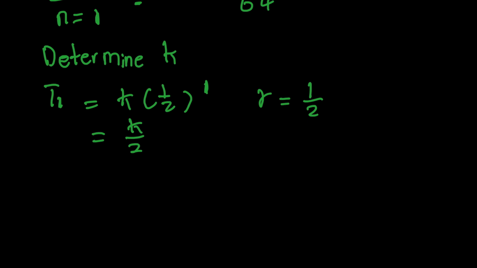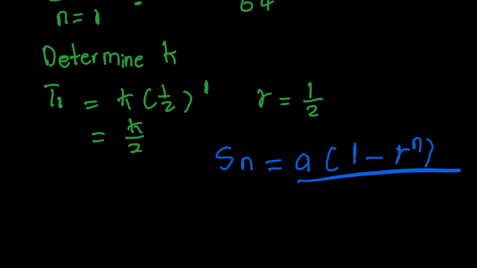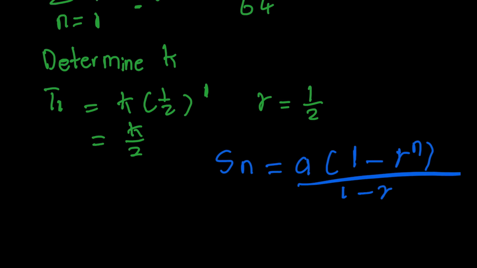Looks nice. So Sn is equal to A times 1 minus R to the power of n, and then over 1 minus R. From this formula, what do I have, or what am I told? I'm told that I have 8 terms, and I also know A, and I also have R. So I'm just going to plug in my values.